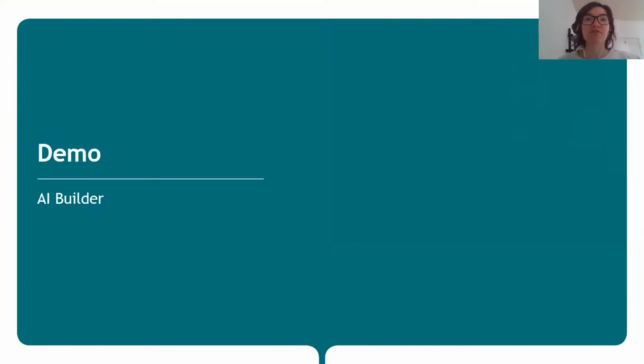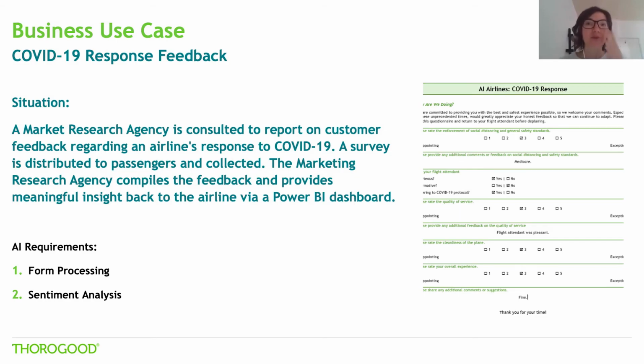Okay, so that was a lot of information, and I think it would be really helpful to show you rather than just talk through it. We've designed a pretty simple business use case to give you an idea of how AI Builder can really help in streamlining processing and analytics. So the situation: a market research agency is consulted to report on customer feedback regarding an airline's response to COVID-19. A survey is distributed to passengers and then collected. The marketing research agency compiles the feedback and provides meaningful insight back to the airline via a Power BI dashboard.